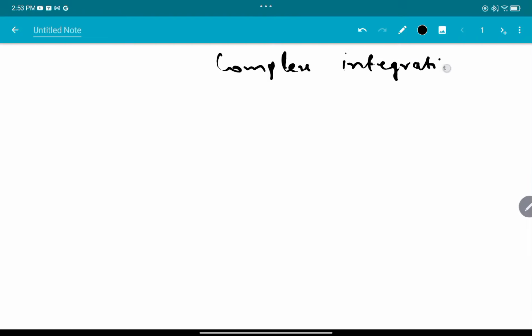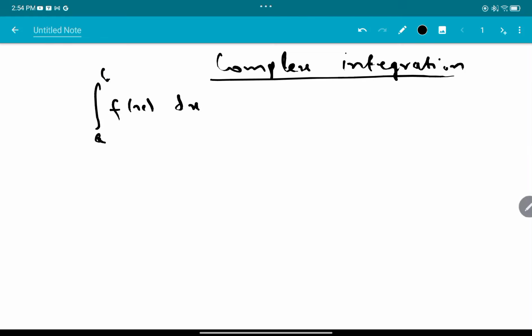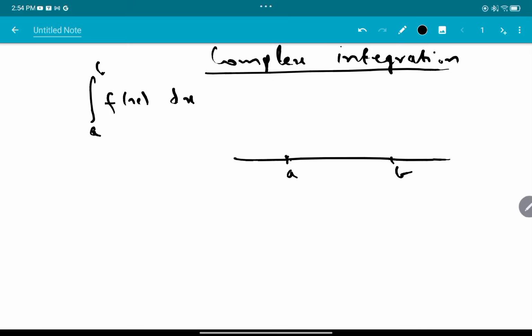When we are dealing with real functions, an integral of this type, for example, f(x) dx, where f(x) is a real function, and a, b are the limits of integration. We know that in this case a and b are both real numbers and lie on the real line, and we integrate from A to B. This means we are calculating the area under the f(x) curve between A and B.